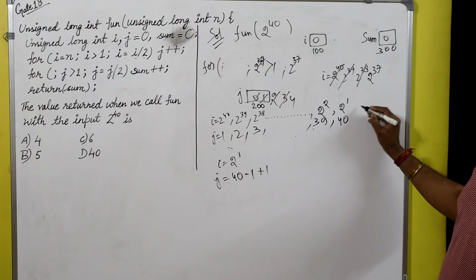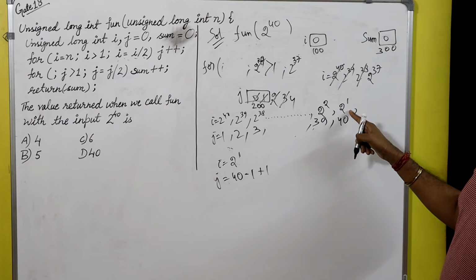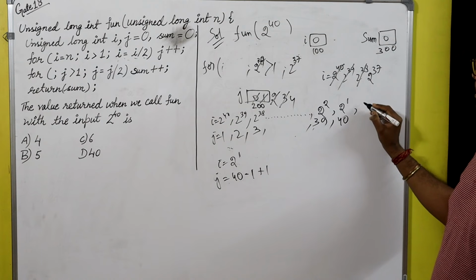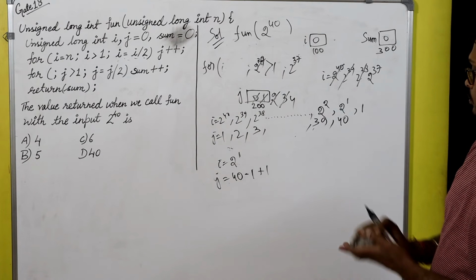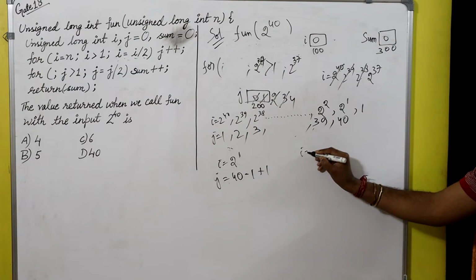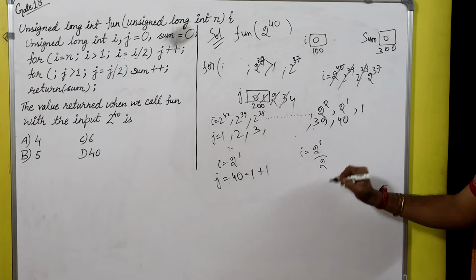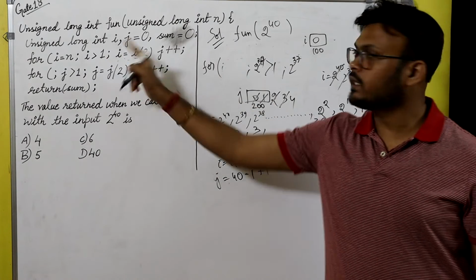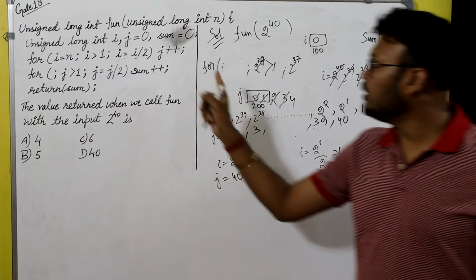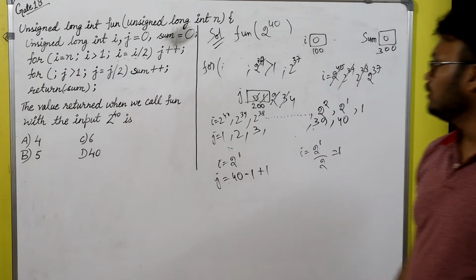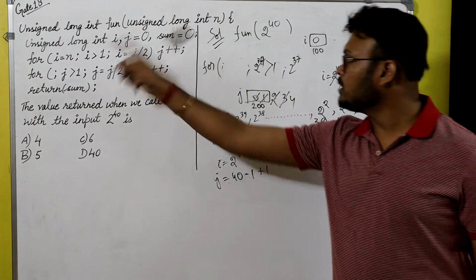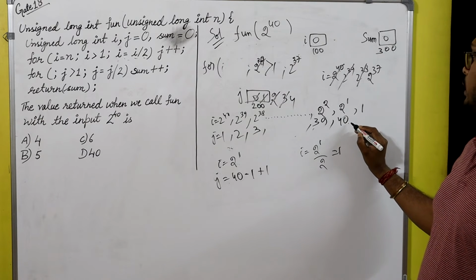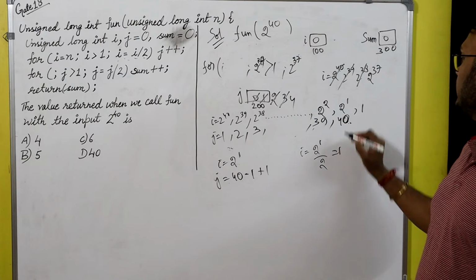And now again, if you further divide 2 to the power 1 by 2, then what you will get? You will get 1. But here 1 is greater than 1, the condition is false. So, this for loop will be broken. So, what is the ultimate value of j at the end? 40. The value of j at the end is 40.